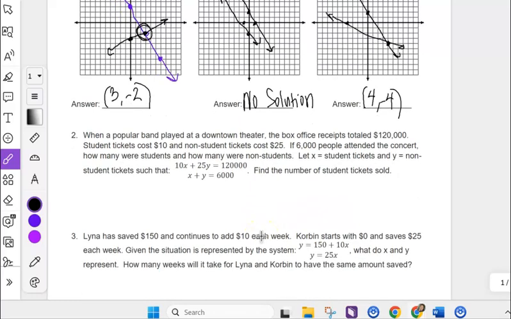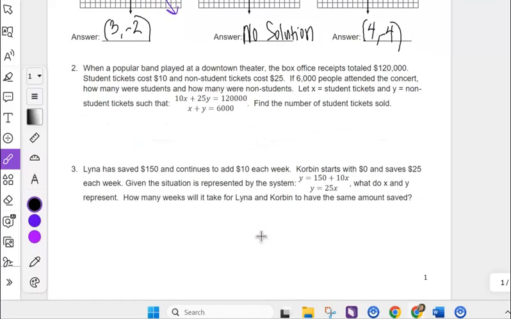All right, so number 2 says, when a popular band played at a downtown theater, the box office receipts totaled $120,000. Student tickets cost $10 and a non-student ticket cost $25. If 6,000 people attended the concert, how many were students, how many were non-students? Let x equal student tickets and y equal non-student tickets such that 10x plus 25y equals 120,000, x plus y equals 6,000. Find the number of student tickets sold.